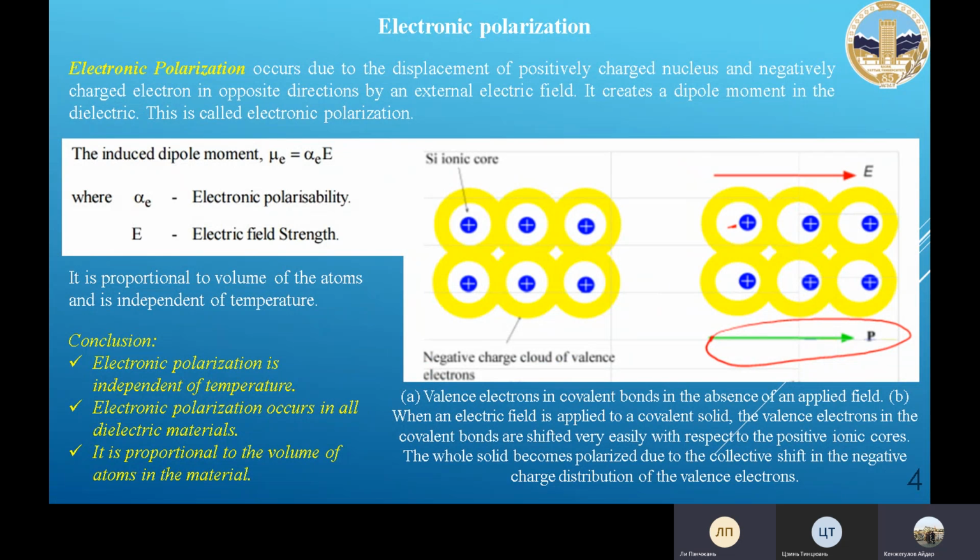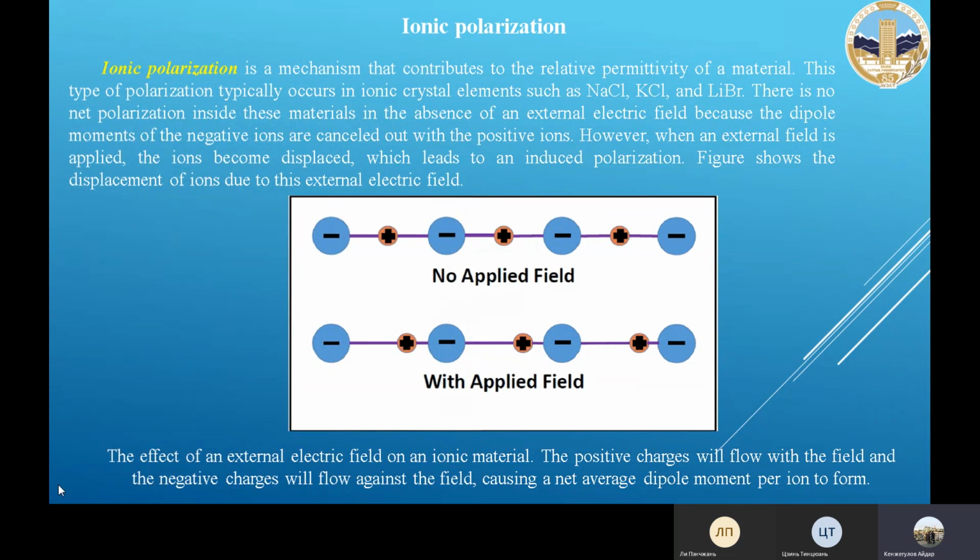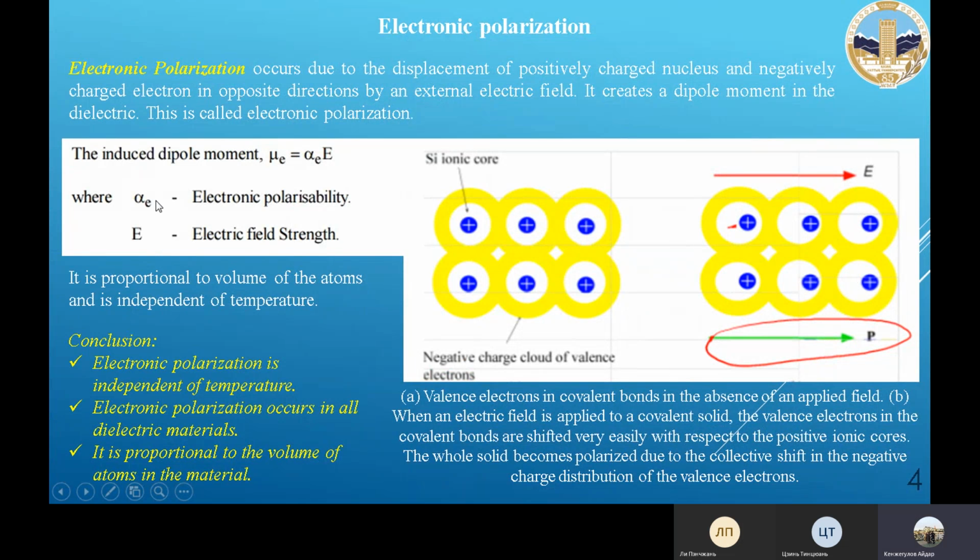First of all, electronic polarization occurs due to the displacement of positively charged nucleus and negatively charged electrons in opposite directions by an external electric field. It creates a dipole moment in the dielectric. This is called electronic polarization. The formula is dipole moment equals alpha_e times E, where alpha_e is electron polarizability and E is electric field strength. It is proportional to the volume of atoms and is independent of temperature.